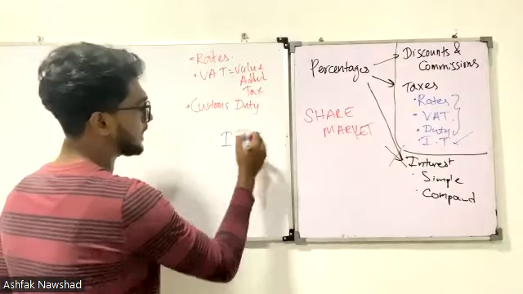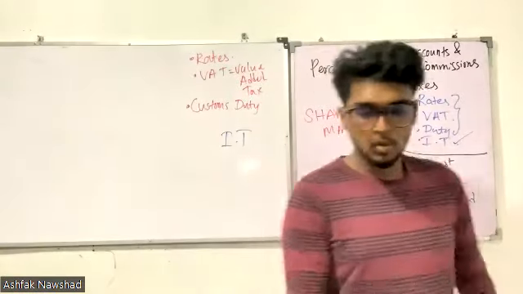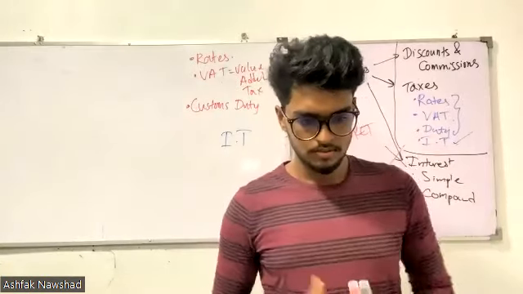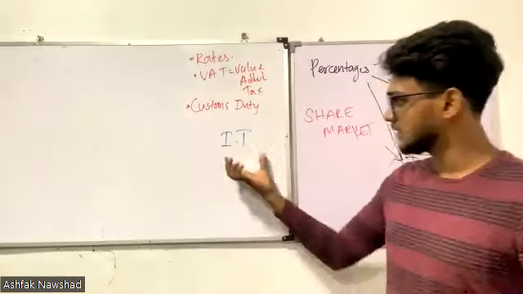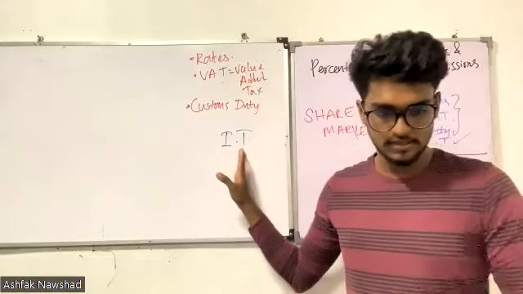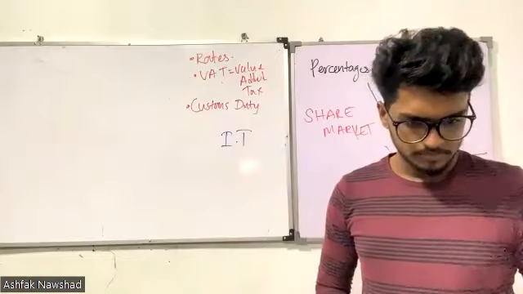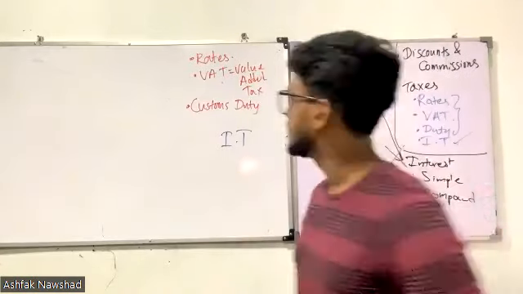Income tax is basically for the income. If you earn more than 500,000, you must pay something accordingly. Is that clear? Income tax will be discussed further. We'll discuss this. Are these three clear? Yes. So let's move on.